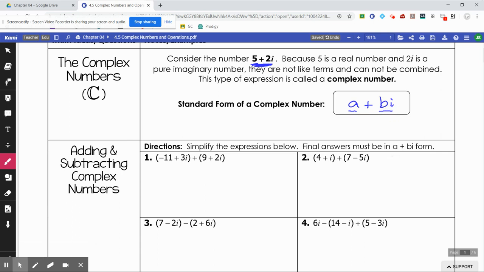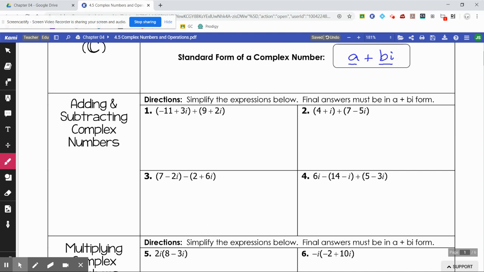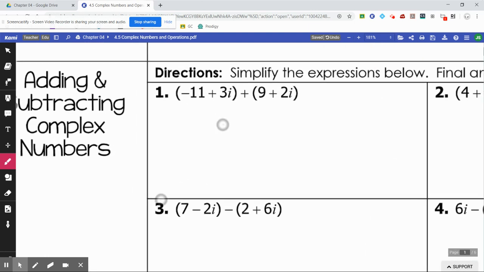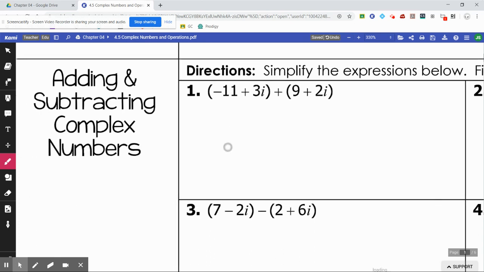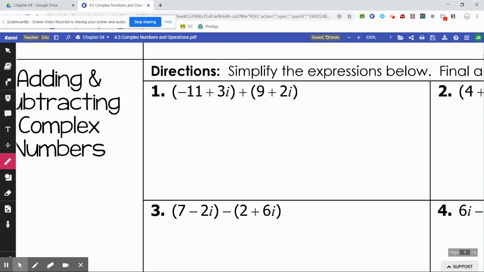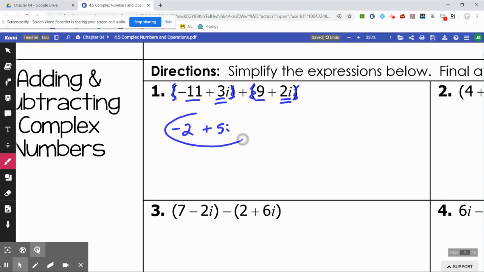So therefore, adding and subtracting complex numbers, this is going to be super simple because all you're doing is using your basic methods that you learned back in Algebra 1. You're combining like terms. If there's a plus sign between them, the parentheses are really not necessary. And you're simply doing negative 11 and 9, which are like terms. That'd be negative 2. So you're adding the real parts. Now you're going to add the imaginary parts. Positive 3 and positive 2 would be a positive 5i, and you're finished.